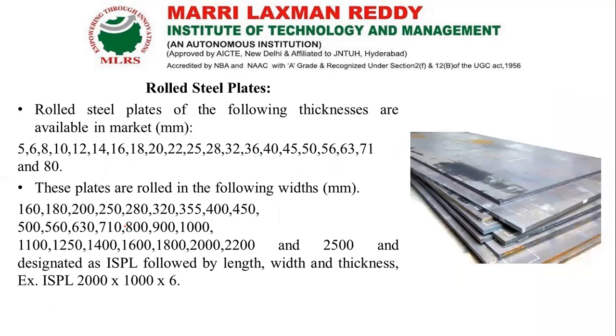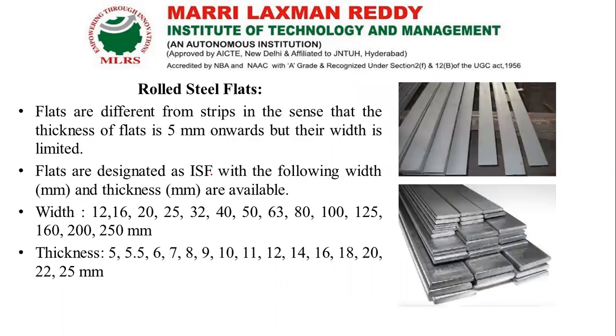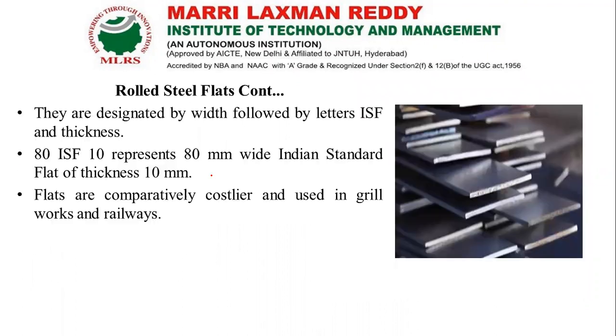Next is steel plates. Steel plates are mainly about the thickness. Based on the thickness, we call it gauge. Based on that, we can have the size: length, breadth, and thickness. Those are steel plates. Then rolled steel sheets and strips. Sheets have width and thickness, and the length will be the maximum we can get. These are some sketches and some properties related to our topic.